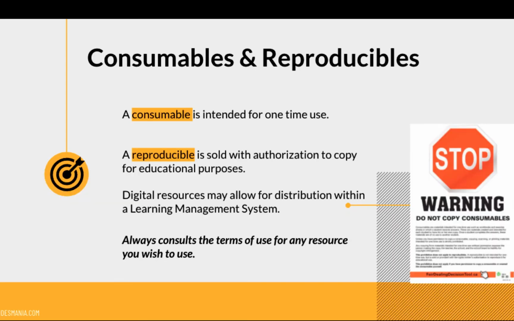Consumables are intended for one-time use, and reproducibles are sold with authorization to copy for educational purposes. It is important to always read the terms of use before making reproductions. For example, Math Makes Sense Grade 1 and Grade 2 student workbooks are consumables. Jump Math is another example of a consumable workbook that must be purchased per student each school year. For more information, you can click on the poster on the slide to access the Fair Dealings website.